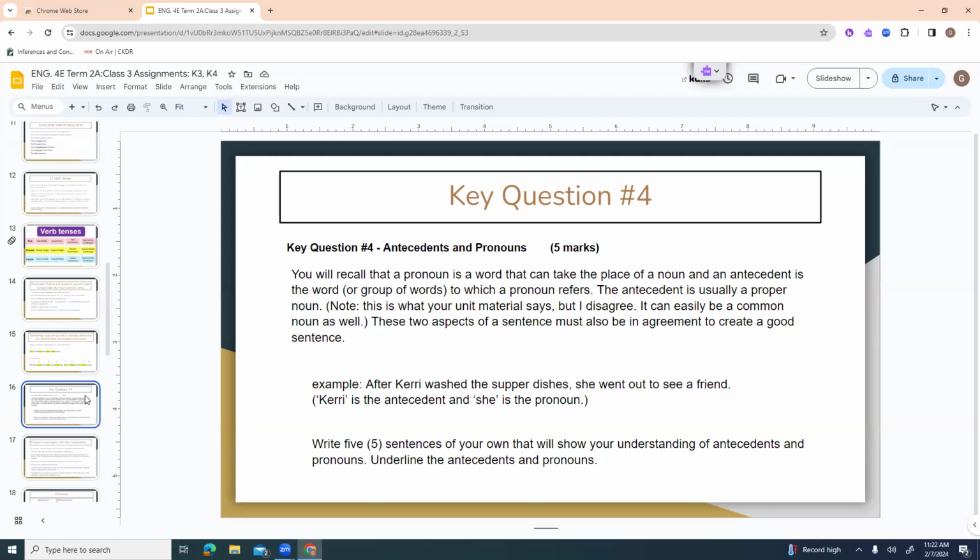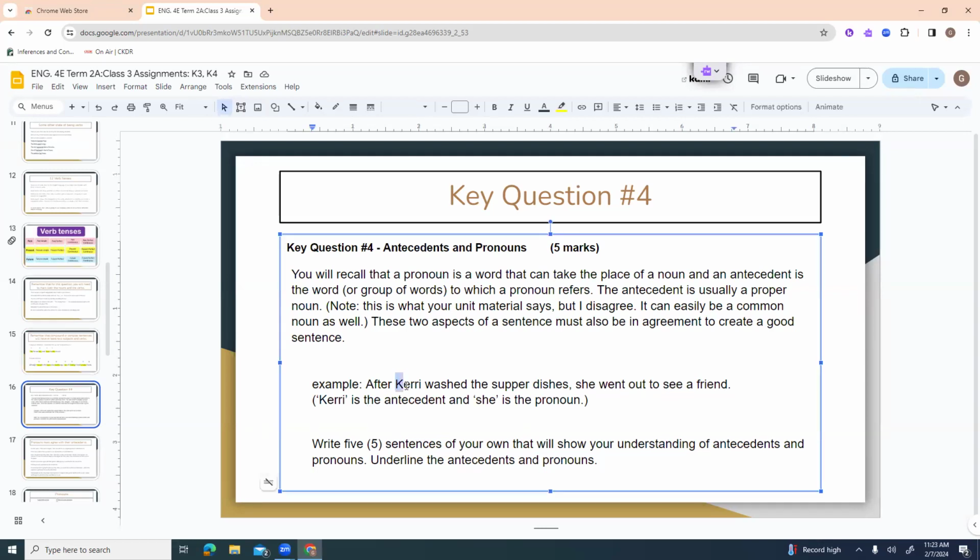So after Carrie washed the dishes, she went out to see a friend. So Carrie is the initial topic of the sentence. She's our antecedent. Now, when I say she, I'm referring back to Carrie. If I had two girls, if I said Carrie and Susan, I couldn't use the word she because I wouldn't know whether I was talking about Carrie or Susan, right? I could only use the word she because it's really obvious that there's only one girl in this sentence. So when they're talking about them being in agreement, they have to both match each other, I guess is the best way to put it.